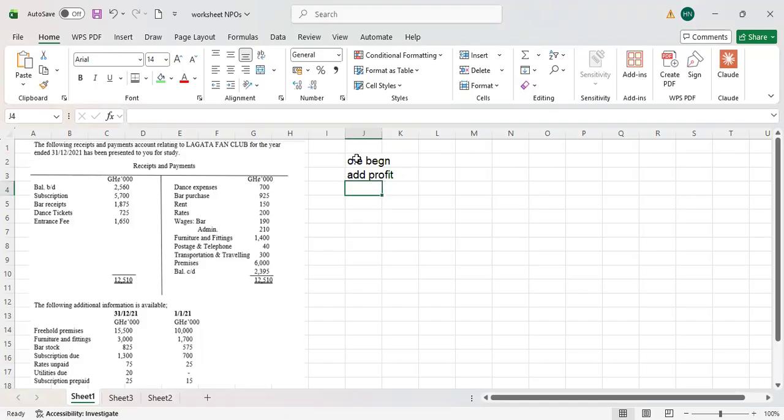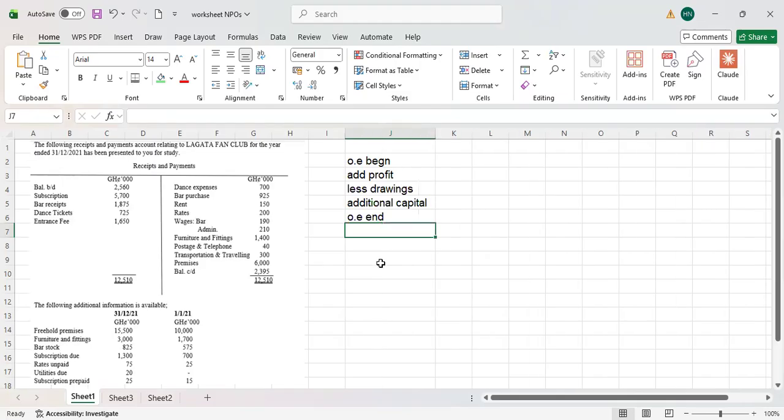If there are any drawings, we take that out. If there is any additional capital, we add that. Then we get our owner's equity at the end, right? I'm sure you remember this. Okay, so what's the essence of calculating for the accumulated fund?